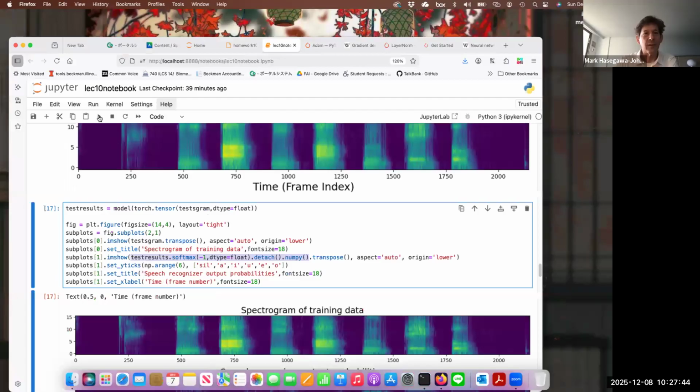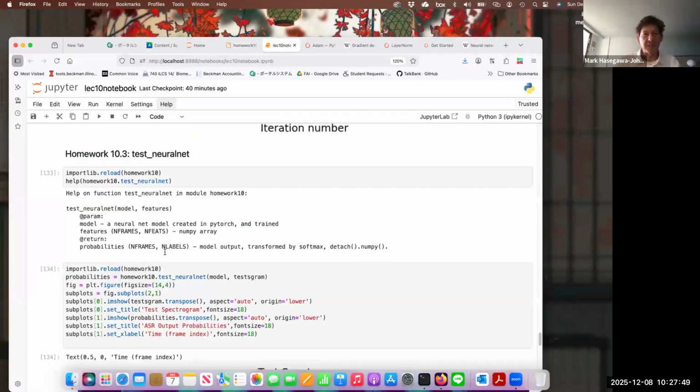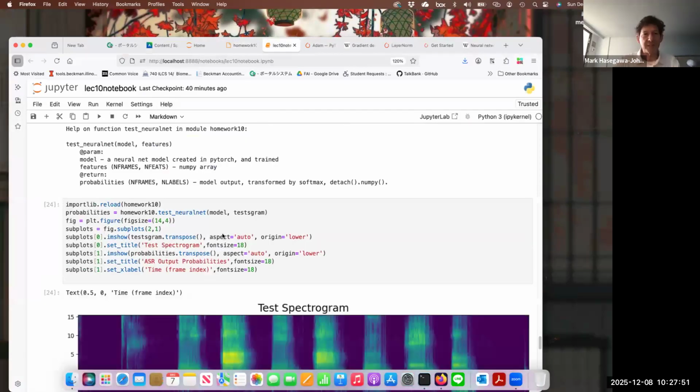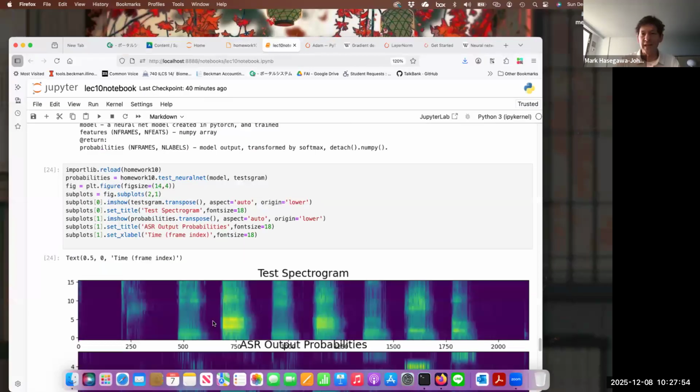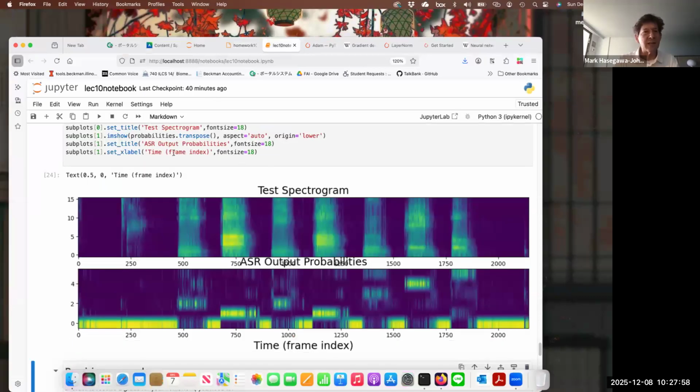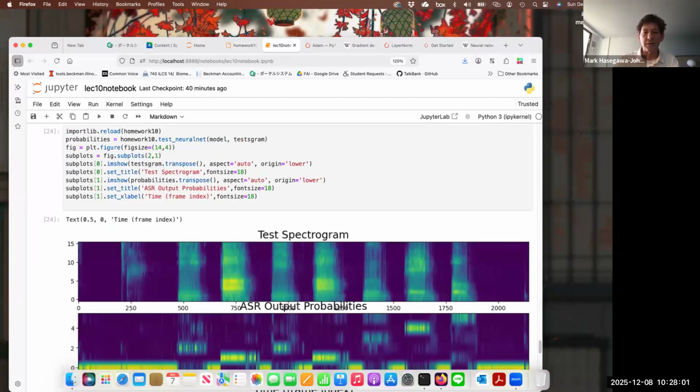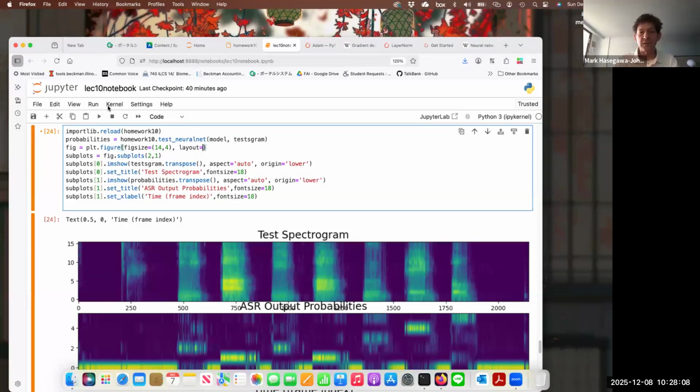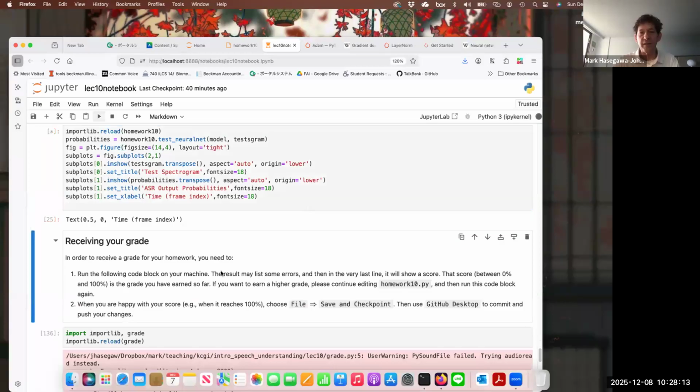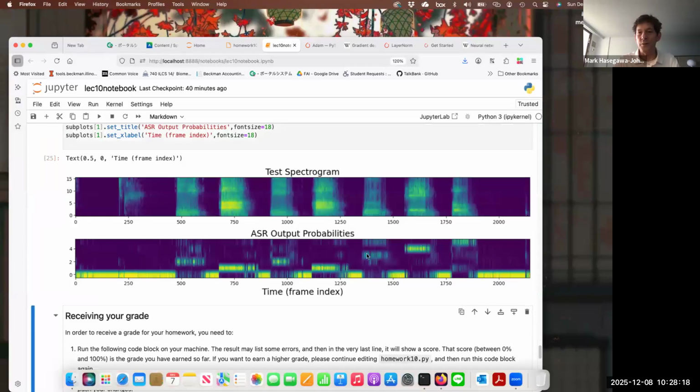Okay, let me try running homework 3 dot test neural net and generate the probabilities. And here we have the spectrogram, and here we have the ASR output probabilities. And yep, that looks about correct, except that I didn't make my figure layout tight. I think this is a string. All right, there's my test spectrogram, and there are the resulting output probabilities, E, A, E, A, U, A, O.